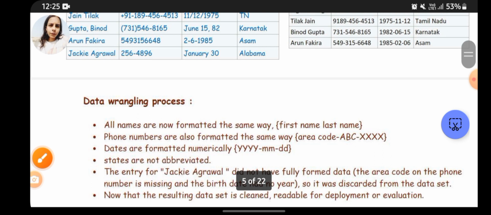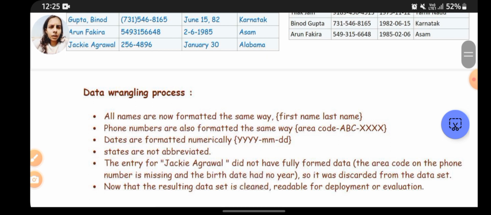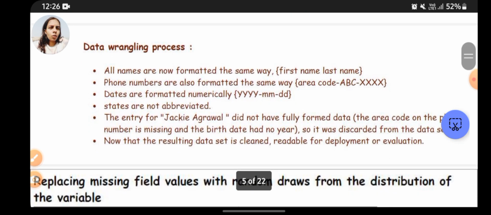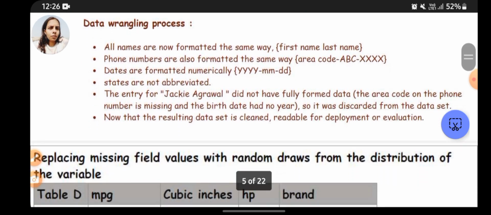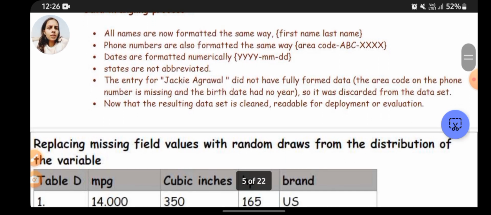Now what are the data wrangling processes? All names are formatted as first name, last name. Phone numbers are formatted the same way. Dates are formatted numerically. States are not abbreviated, and the entry for Jackie Agrawal did not have fully formed data, such as the area code on the phone, so it will be dropped from the data set. The resulting data set is clean and reliable for deployment or evaluation.